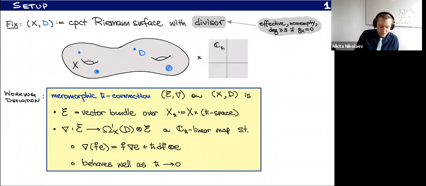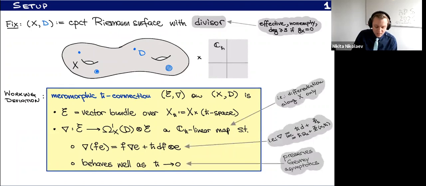The last condition is that it has to behave well as h-bar goes to 0. Let me explain a little more about this definition. First of all, I said C sub h-bar linear map. By that I just mean that this map is a homomorphism when it comes to functions of h-bar only. So differentiation is only in the x direction.